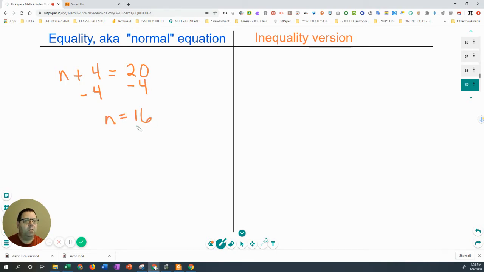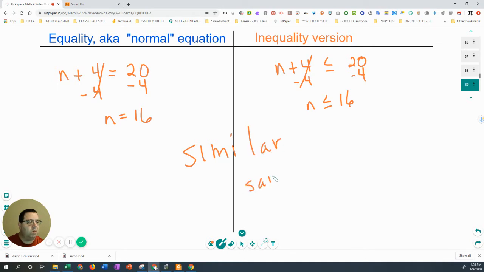All right? Now, in the inequality version, let's say you had n plus 4, and it doesn't matter which inequality sign you have. So let's just pick less than or equal to, okay? Now to get the variable by itself, same steps, right? You're still going to subtract 4 from both sides. All right, so that goes away, and n is less than or equal to 16. So I guess what I want to point out is they're extremely similar, to the point of same steps, right? Same steps.